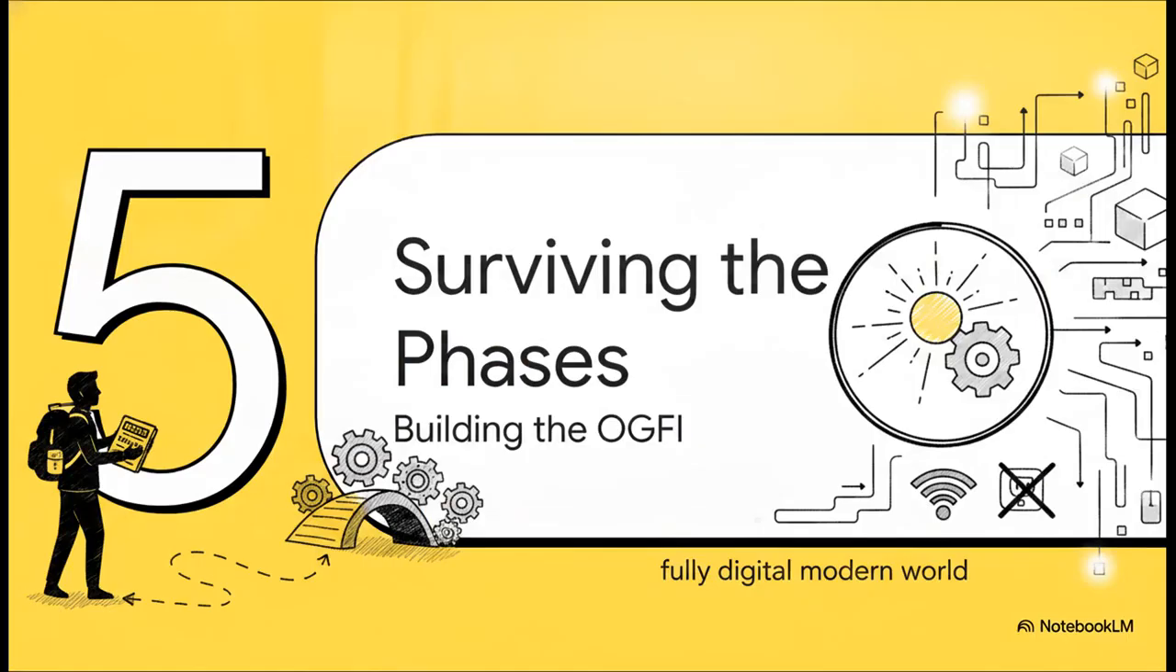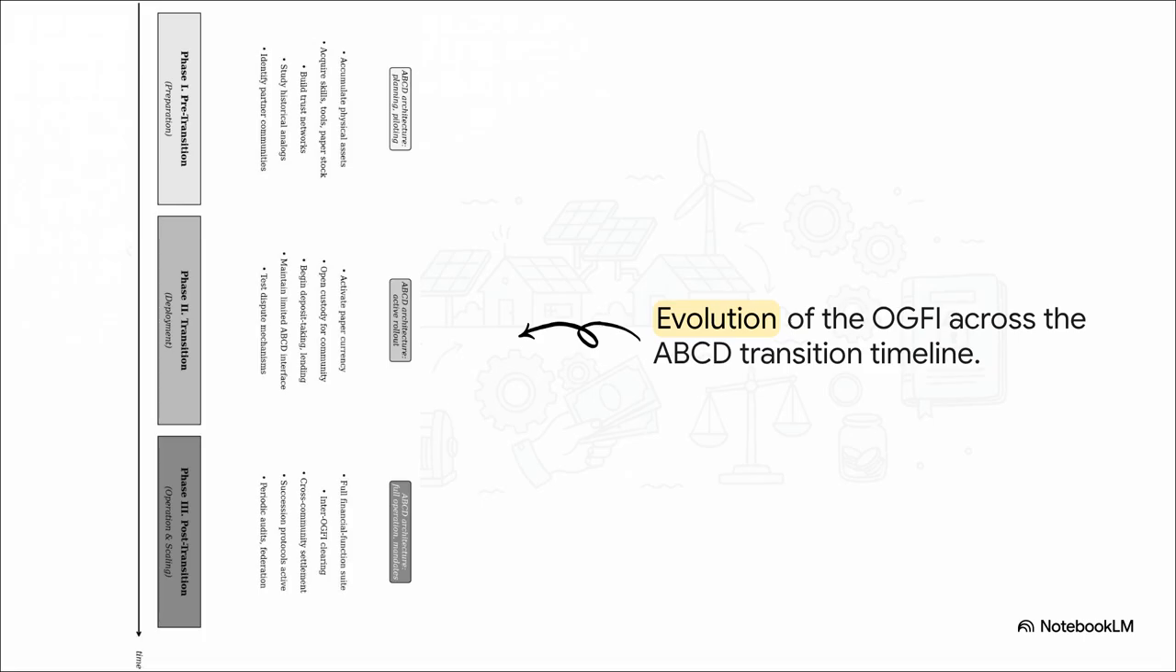All right, Section 5, Surviving the Three Phases. Let's look at how all this theory builds into reality by following the hypothetical journey of a founder tasked with building an OGFI from scratch right as the modern world goes fully digital. Here is the exact roadmap they'd have to navigate. Notice how the off-grid system has to evolve directly alongside the advancing rollout of the ABCD architecture. It is essentially a three-phase game of survival and adaptation.